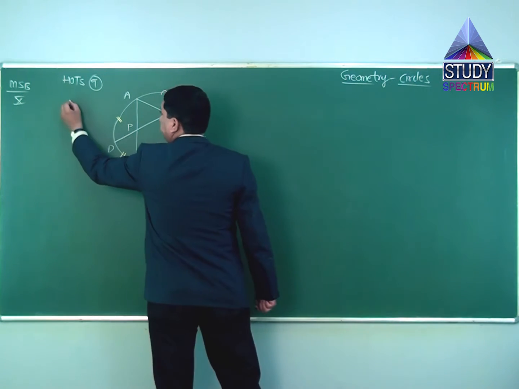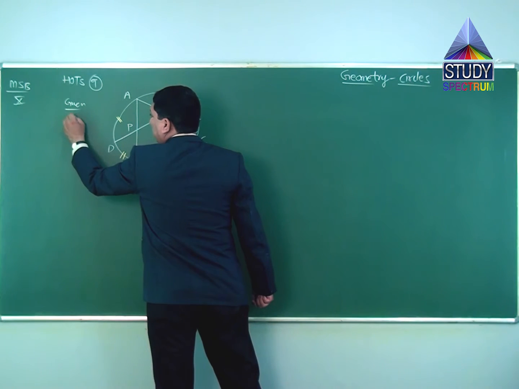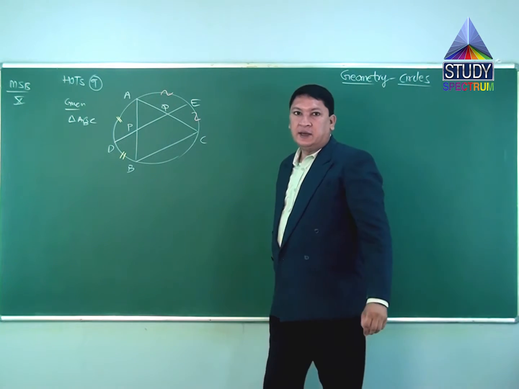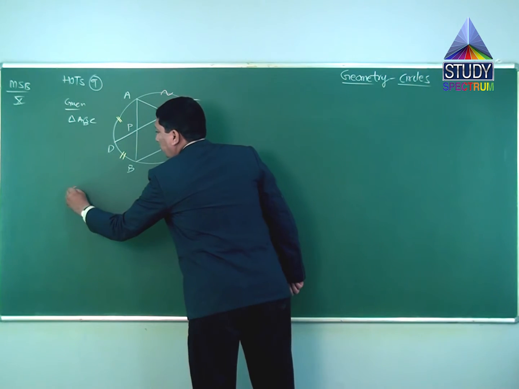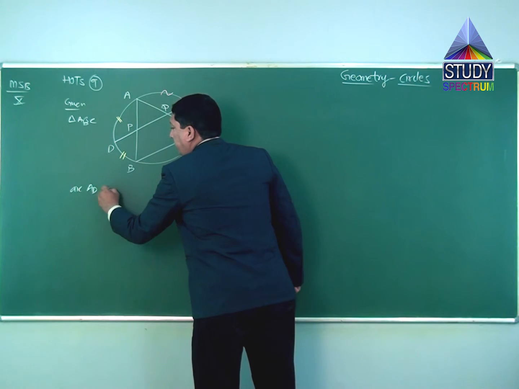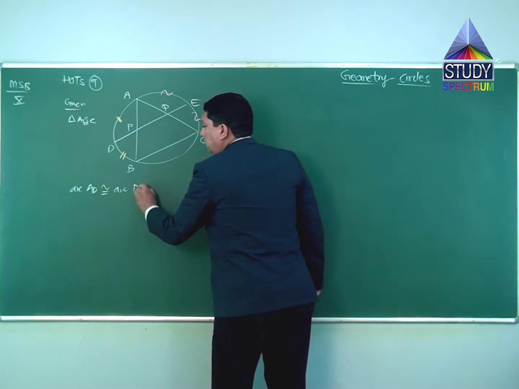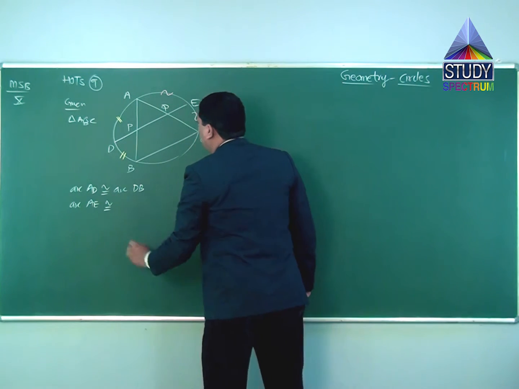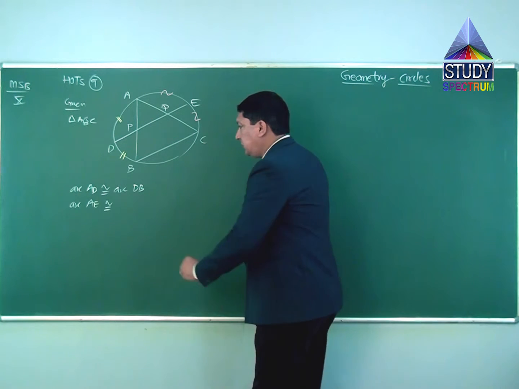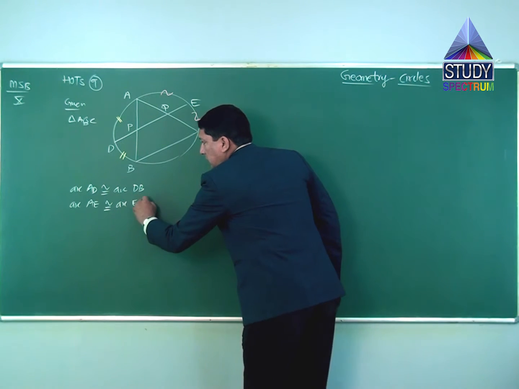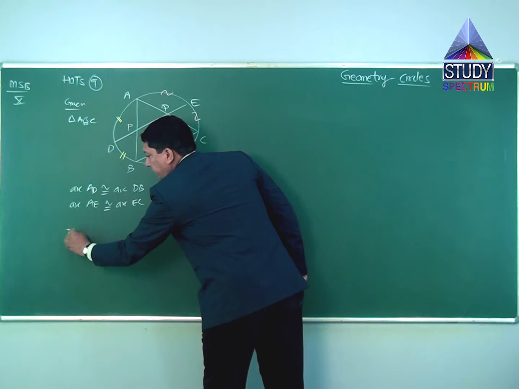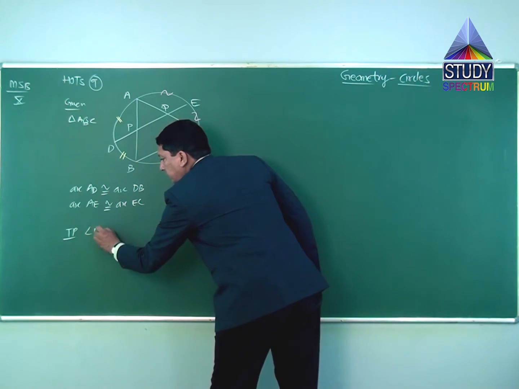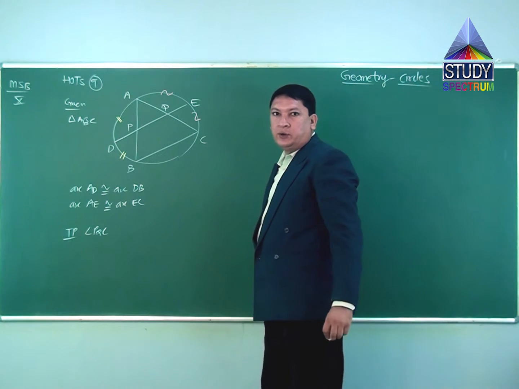So, given part: triangle ABC, then arc AD congruent to arc DB, arc AE congruent to arc EC. We need to prove angle PQC congruent to angle BPQ.